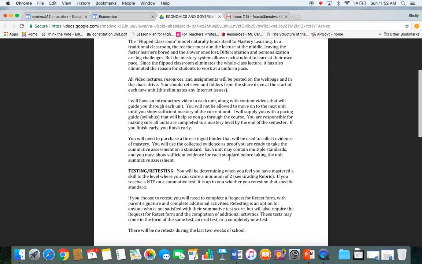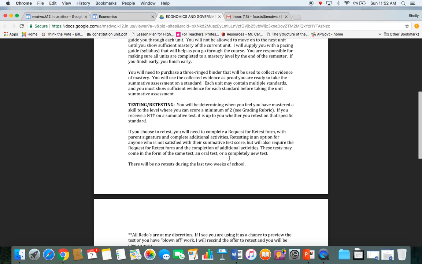Make sure you get a 3-ring binder for this class that has dividers in it. That is what you are going to be using to show me that you have evidence that you have mastered the material that's in a specific unit. I am going to give you everything that I think is sufficient, including some additional activities if you don't get it the first time, to help you work through those.